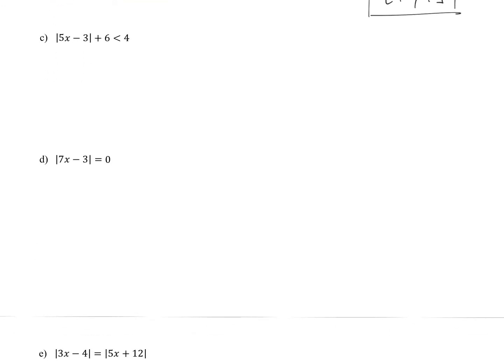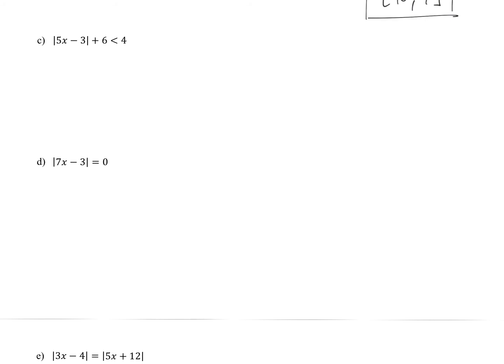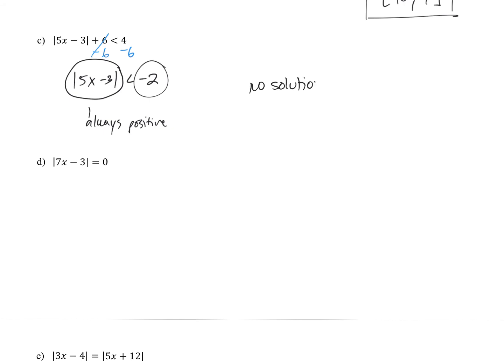Now let's take a look at example C. Once again, the absolute value is not by itself, so we need to get it by itself. We'll go ahead and subtract 6 from both sides. The absolute value of 5x minus 3 is less than negative 2. Oh, you might be tempted to keep solving this with a less than, but just take a look at this. We have an absolute value which is always positive, and yet somehow it's supposed to be less than a negative 2. This is not possible. There's no solution. Okay, so this is one of those weird cases where there is no solution. We cannot have an absolute value less than a negative number.